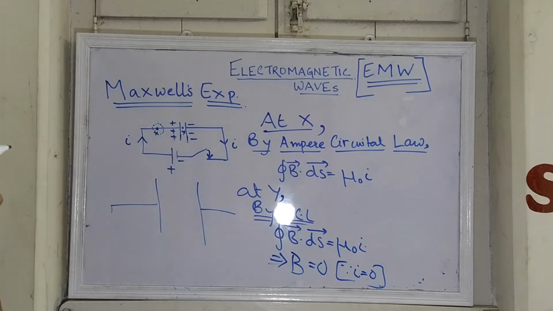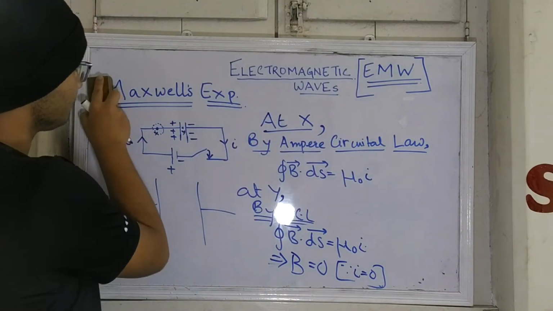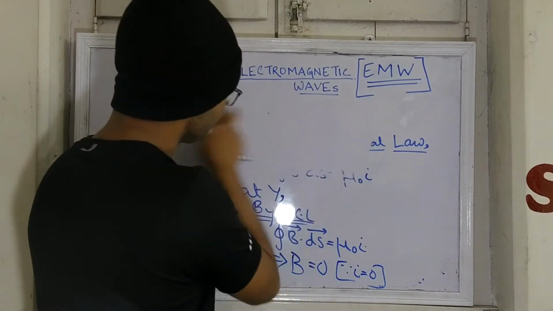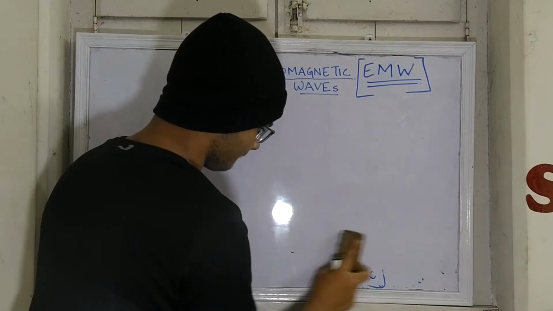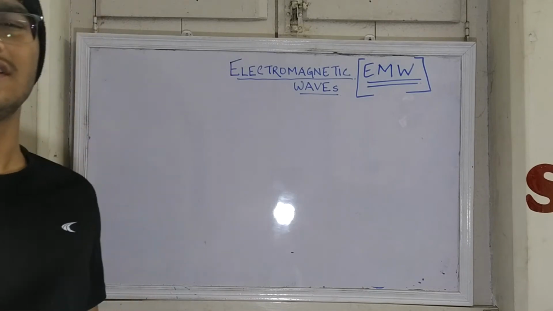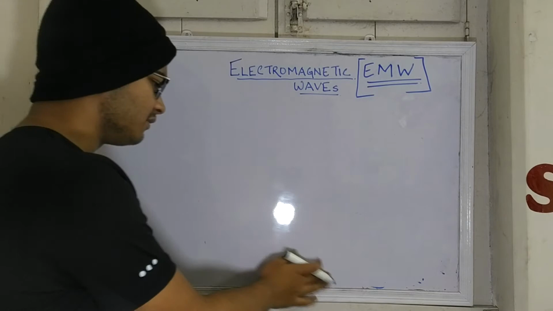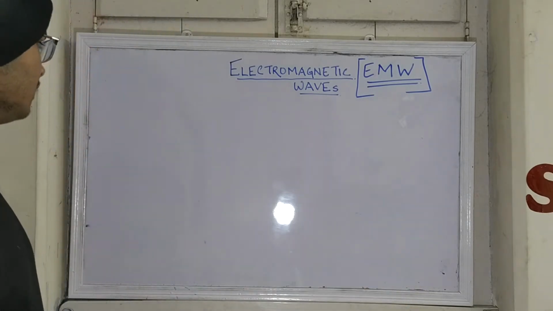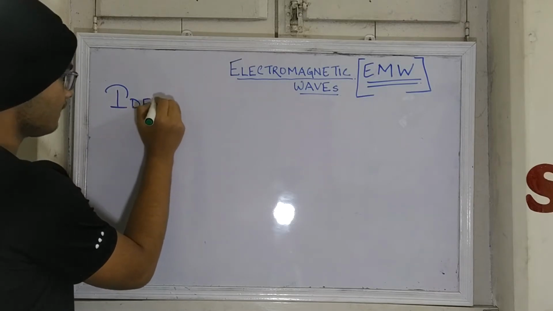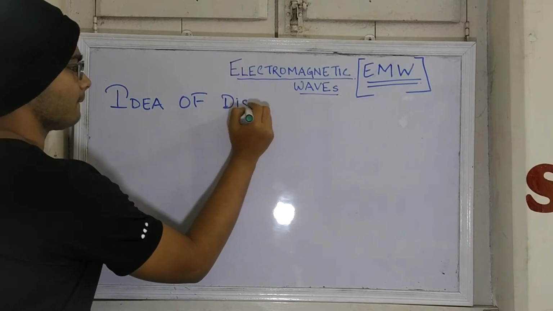Okay, now what did Maxwell do? Maxwell brought the idea of displacement current. I will draw the circuit again. I explained why Ampere circuital law was insufficient in explaining the continuity of current between the plates of a capacitor. Now, Maxwell brought the idea of displacement current.